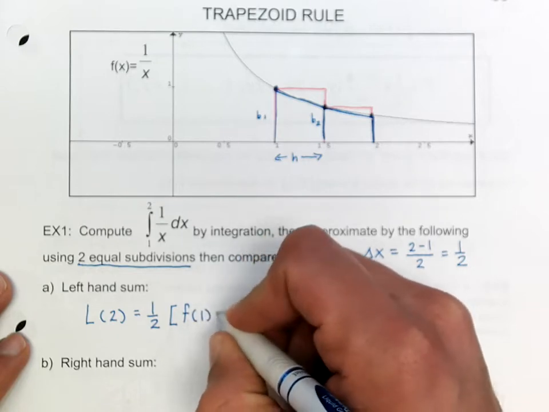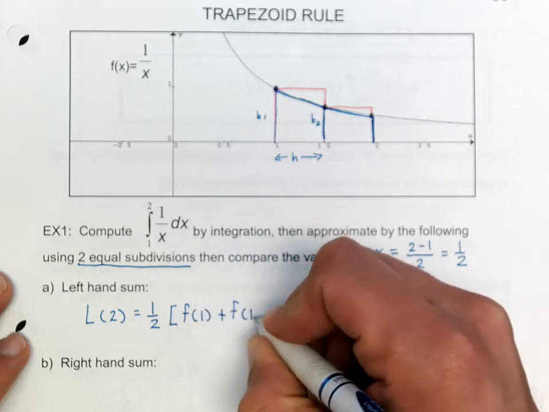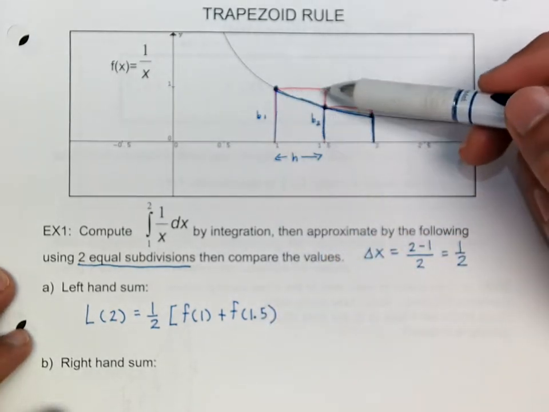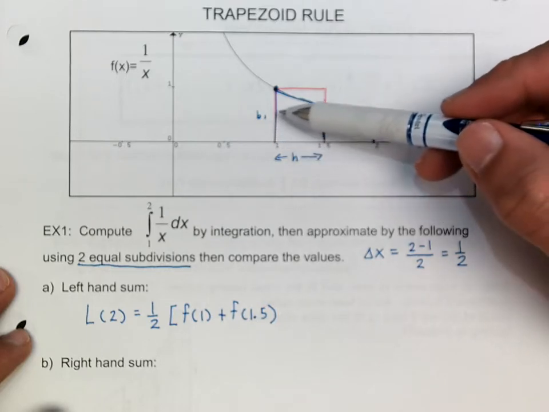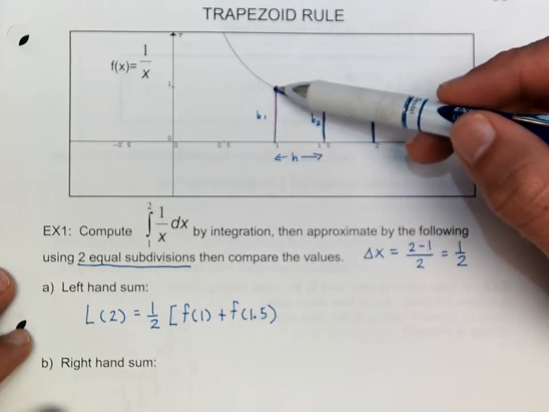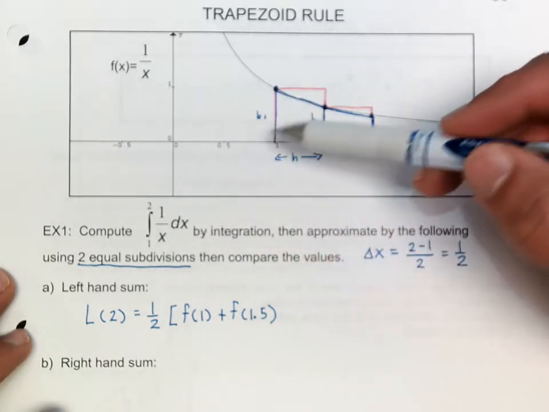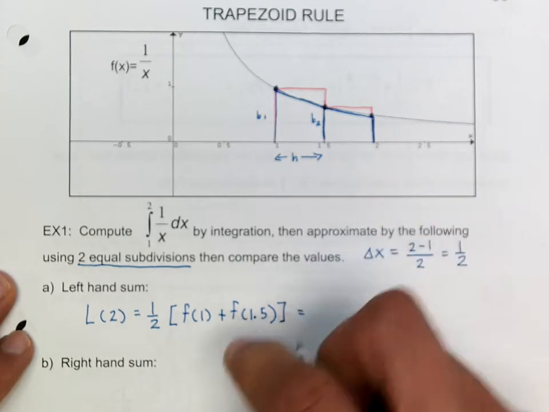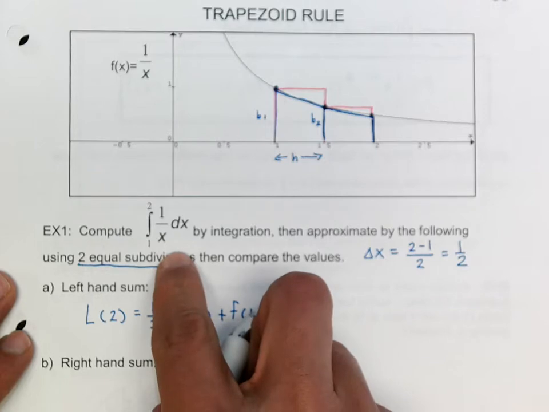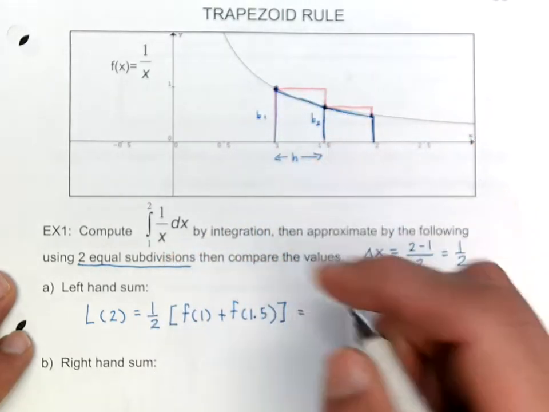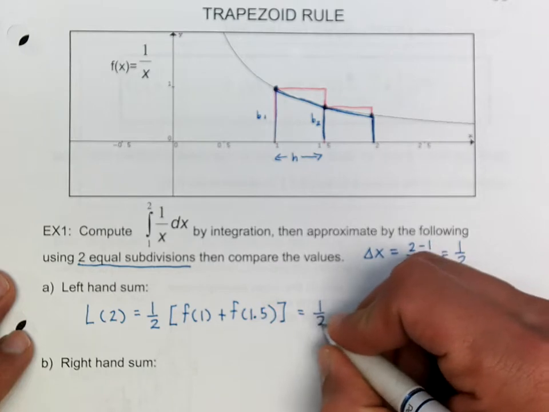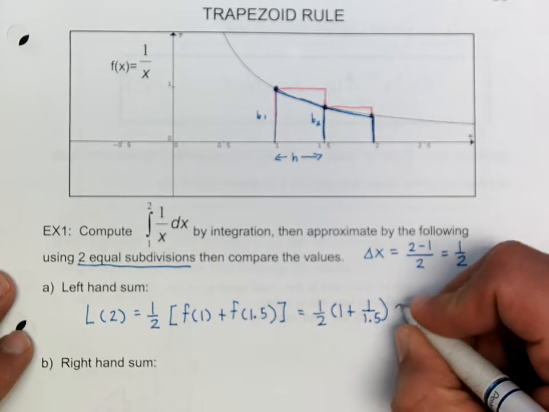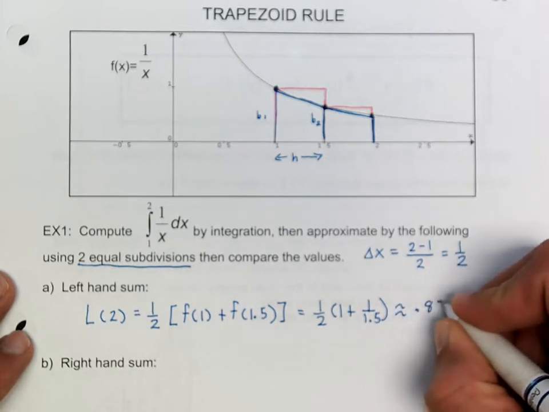And to figure out the heights, if it's a left-hand sum, like on this one, look at the pink marking here. If it's left, to find the height of the rectangle, I have to plug it back into this function right here. If I plug 1 back into this, I get the height of this rectangle. So we have 1/2 times (1 plus 1 over 1.5). And when you put that in your calculator, that's approximately 0.833.